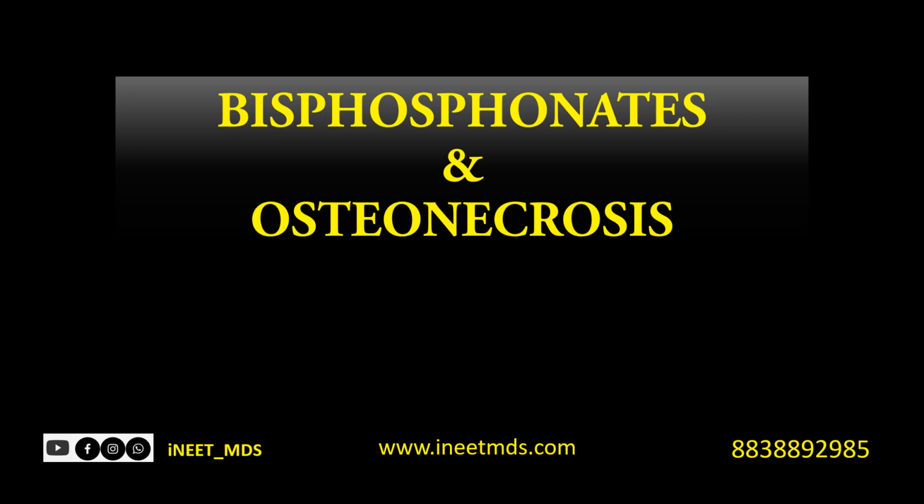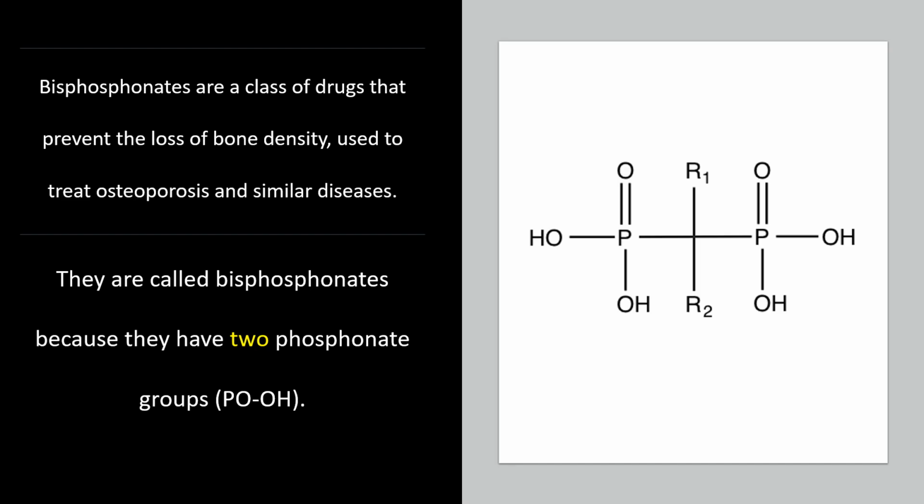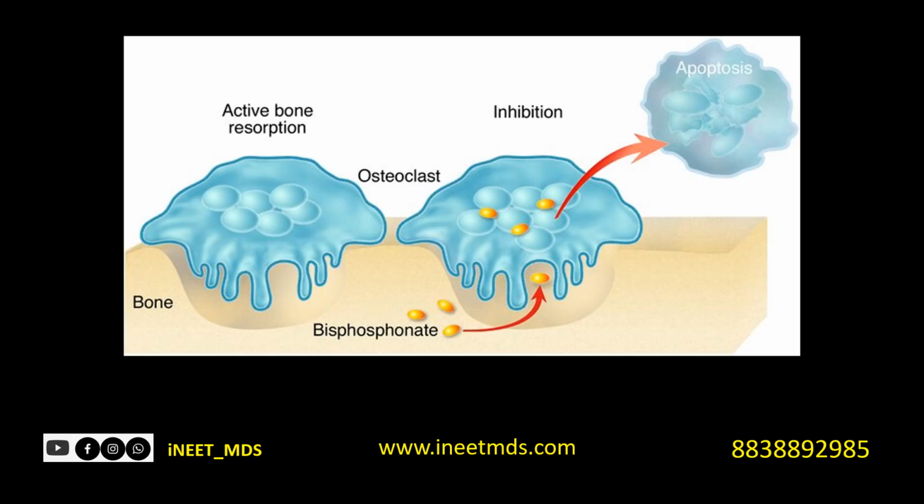Bisphosphonates and osteonecrosis. This is one of the important topics from oral medicine, surgery as well as pharmacology point of view. Bisphosphonates are a class of drug that stops the bone resorption activity, thereby preventing the loss of bone density. It is usually used in conditions like osteoporosis. The name bisphosphonate comes because of the presence of two phosphonate groups usually attached to a carbon molecule.